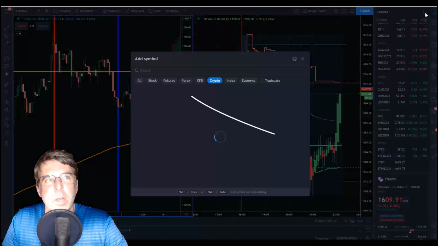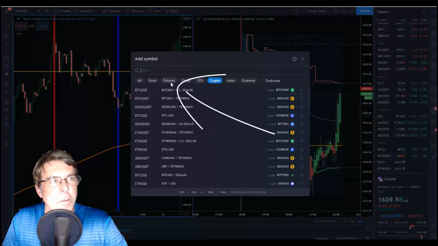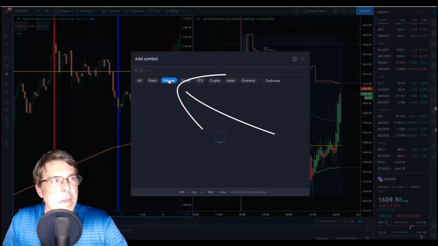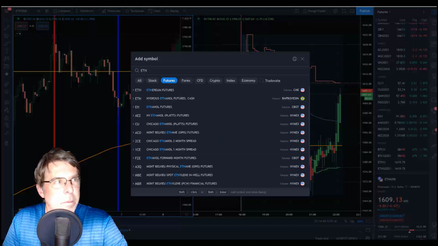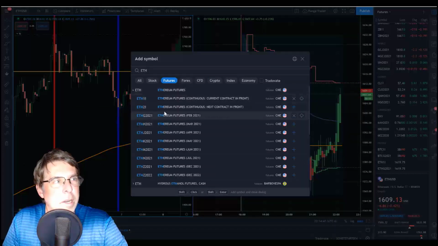What you're going to want to do is come over here and hit the plus button. You're going to go to futures, not crypto, futures, and you're going to type in ETH, which is the symbol, and you'll have Ethereum futures right here. The continuous contract is right there, which has a little exclamation point after it, and then you have February, which is the one that I added. It's ETHG 2021. All right.